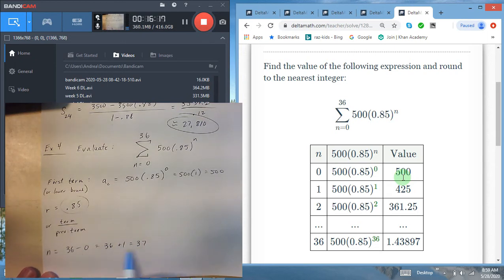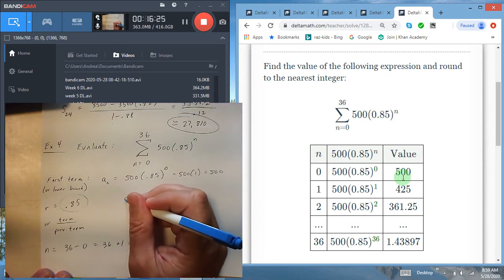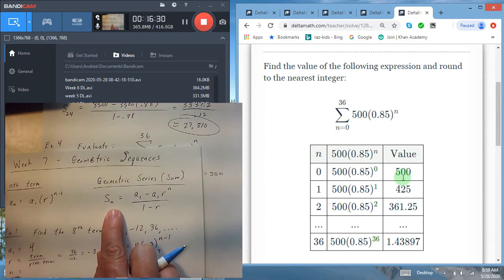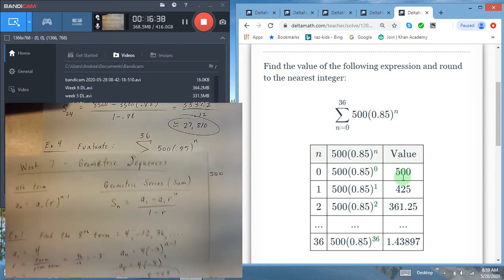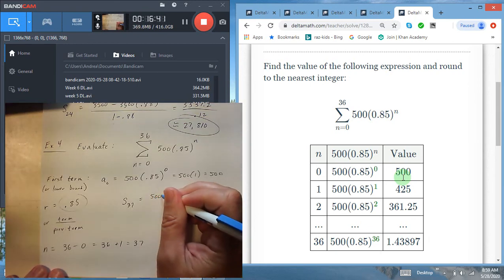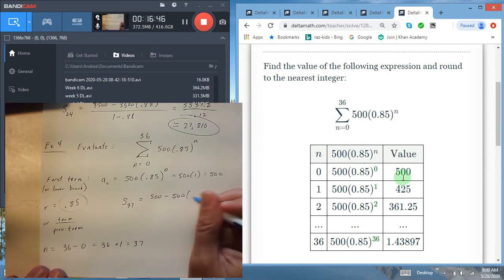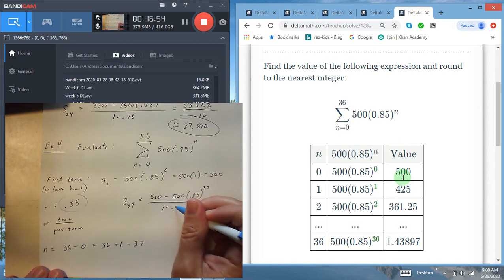All right, so where are we at here? We're all set. Let's plug everything into the sum formula, and we'll get our answer. So the sum of 37 terms. This is where I'm going again, right here: A1 minus A1 r to the n. Remember, A1 just means first term. In this case, it's A0. So 500 is going here, times r raised to the n power, 37, all over 1 minus r.